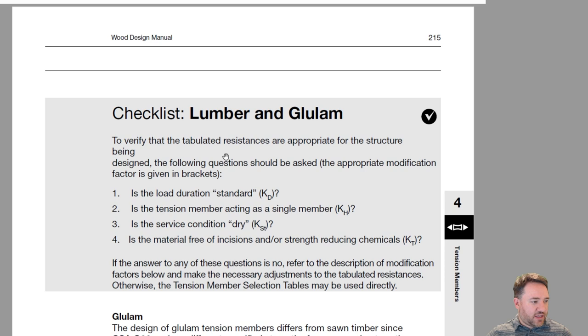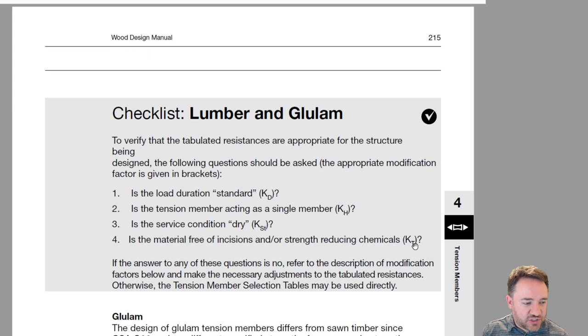And this is an important table, because it says, for the design tables, these are the things that we have assumed when we came up with all of the numbers. You can see here the checklist for lumber and glulam design tables for tension. The load duration is standard, so they assume in the table that KD equals 1. Is the tension member acting as a single member, KH? They're assuming that KH equals 1. They're assuming that the service condition is dry, so KS equals 1. And they're also assuming that there are no incisions or strength-reducing chemicals, so KT is also 1.